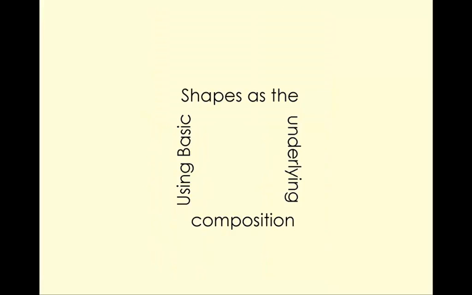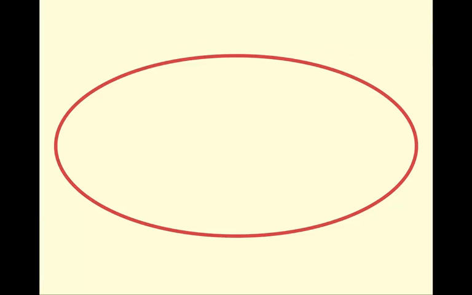Using basic shapes as the underlying composition. The text in these PowerPoints is hoping to reinforce the ideas of what they're describing. So right now we see a square, and as you follow the words around, you understand that this indeed is a square. We have an ellipse, referred to sometimes as an oval.